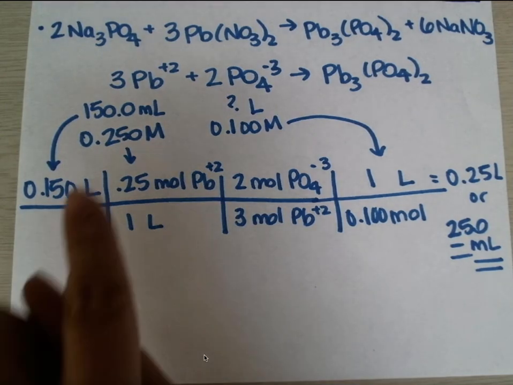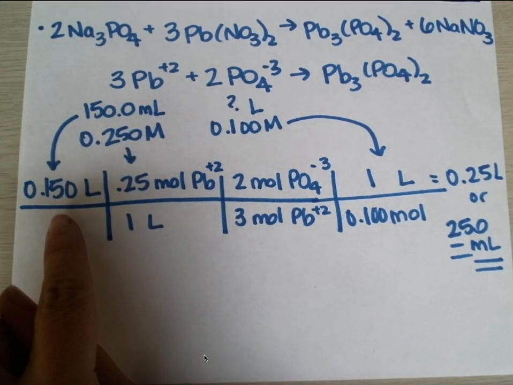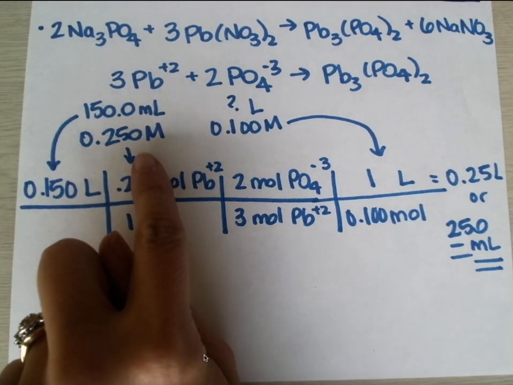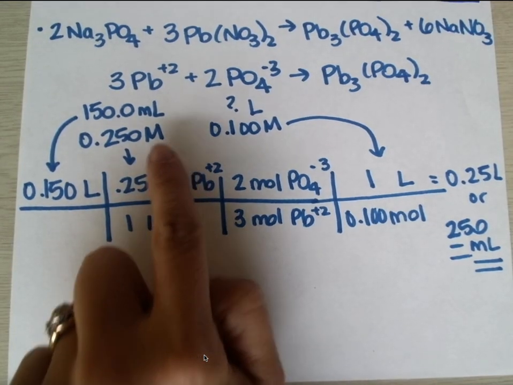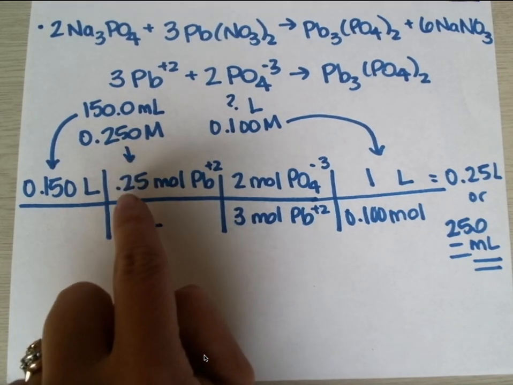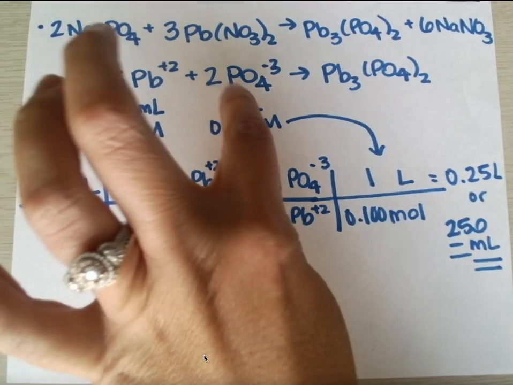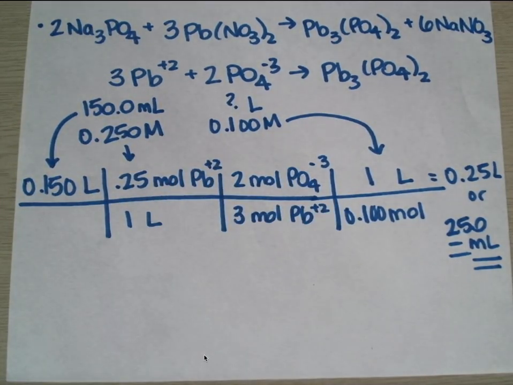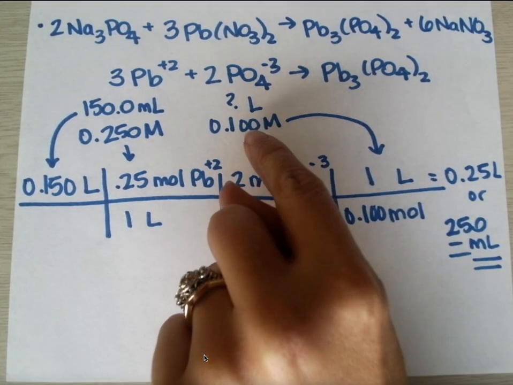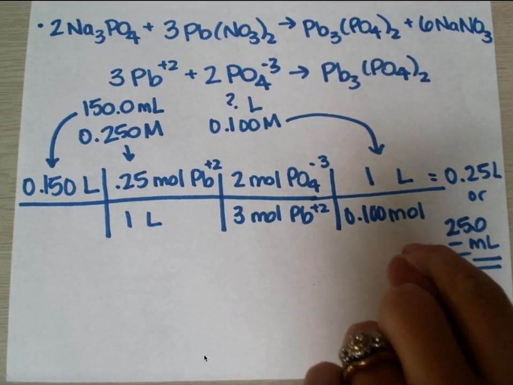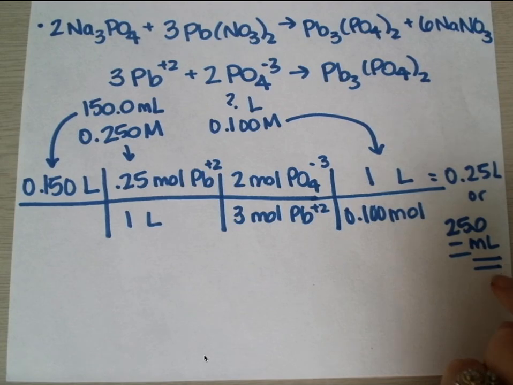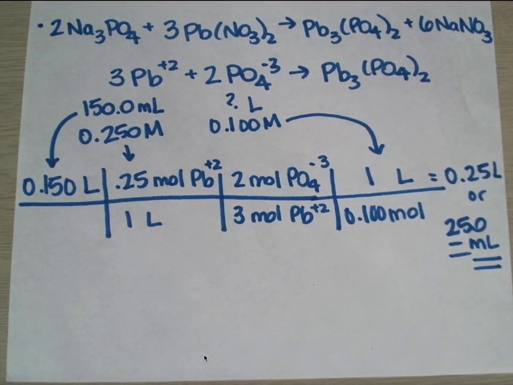So in this scenario, again, I want liters, so that's 0.15 liters in a 0.25 molar, so molar is moles per liter. That means there's 0.25 moles in a liter of that solution. They are in a 3 to 2 mole ratio, according to our balanced net ionic equation. And every 0.1 mole of that phosphate ion is in a liter. So then I can get the volume, which would be 250 milliliters needed to precipitate all those lead ions out of that solution that was given.